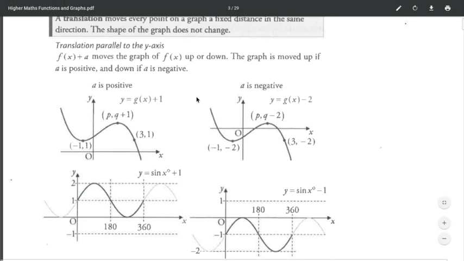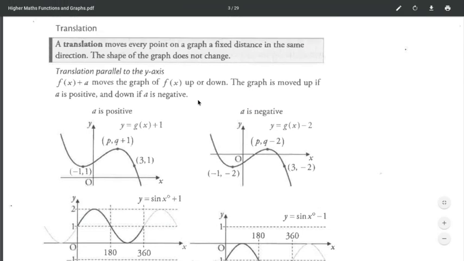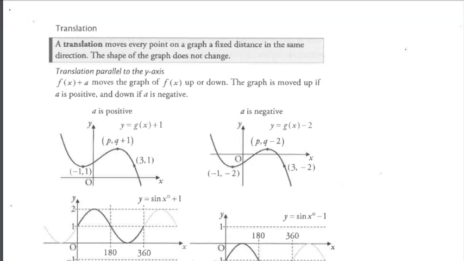So a translation moves every point on a graph a fixed distance in the same direction. The shape of the graph does not change. So essentially we're moving the graph up or down or left or right. f(x) + a moves the graph of f(x) up or down, depending if a is positive or negative. If it's positive, it will move up.